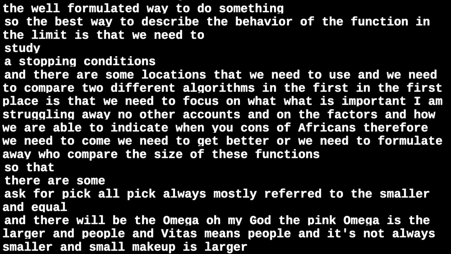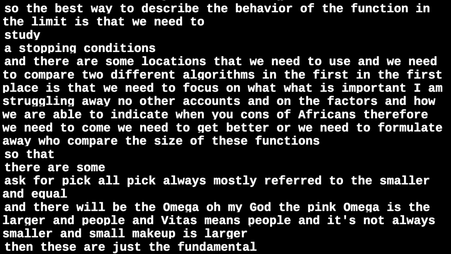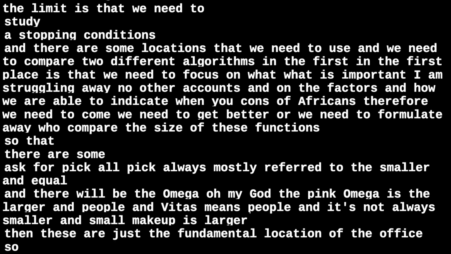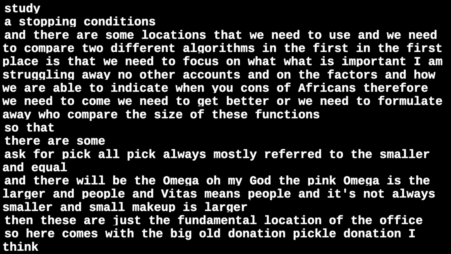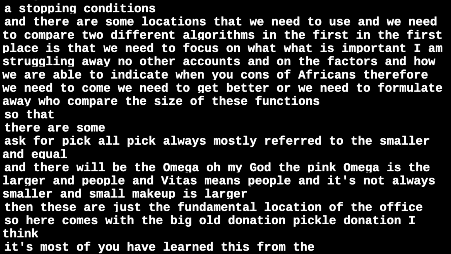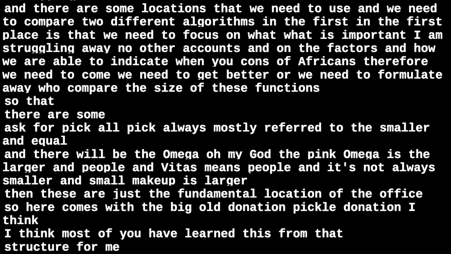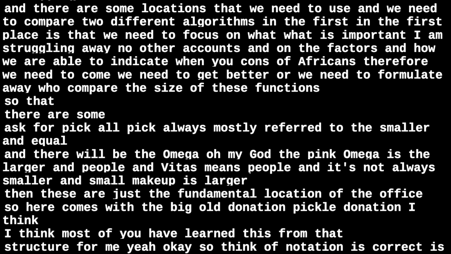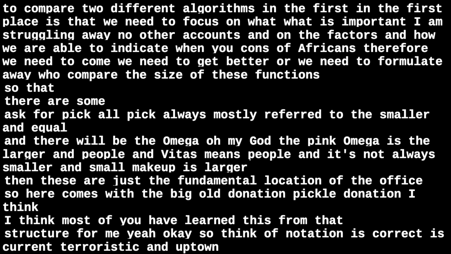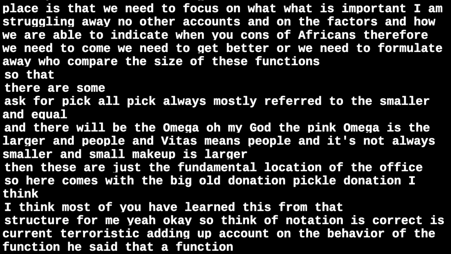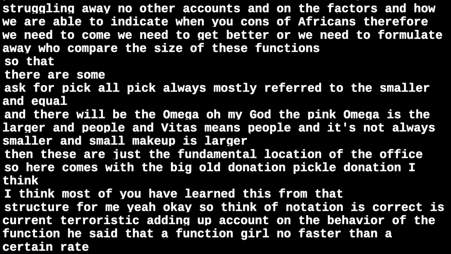These are just the fundamental notations of the algorithm. So here comes the big O notation. Big O notation, I think most of you have learned this from data structures, right? Big O notation is characterized as an upper bound on the behavior of a function. It says that a function grows no faster than a certain rate. This rate is based on the highest order term.